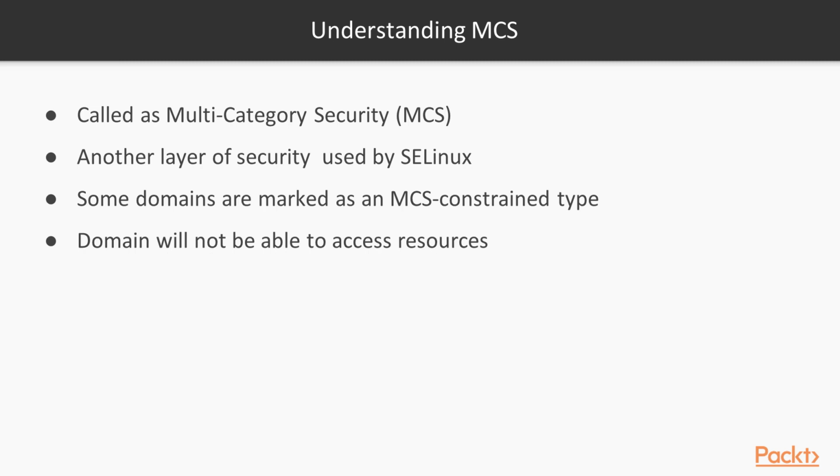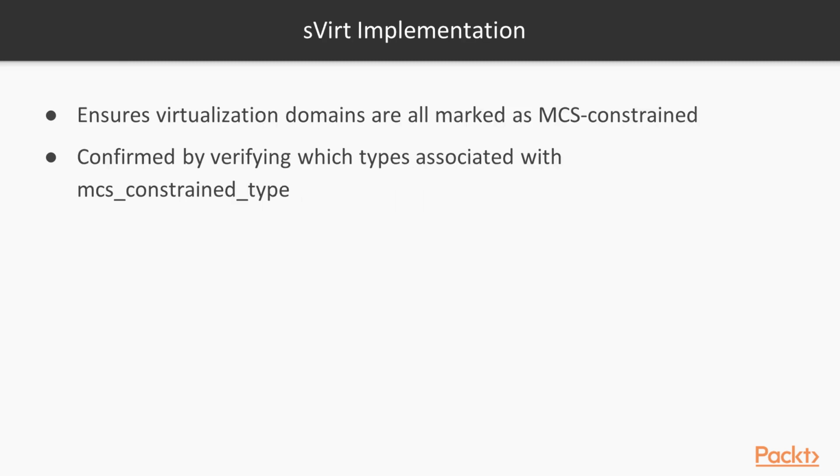sVirt adds another layer of security by using multi-category security, or MCS. Within SELinux, some domains are marked as an MCS constrained type. When this is the case, the domain will not be able to access resources that do not have the same set of categories assigned as the current context. The sVirt implementation ensures that the virtualization domains mentioned earlier are all marked as such, MCS constrained types.